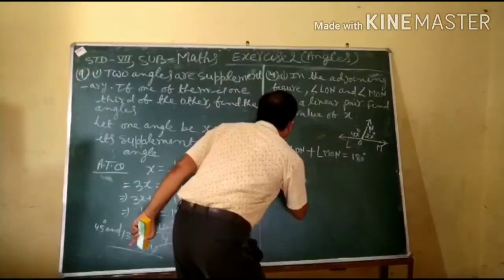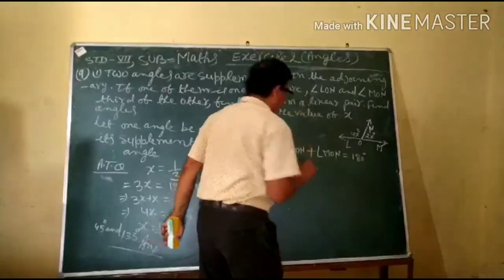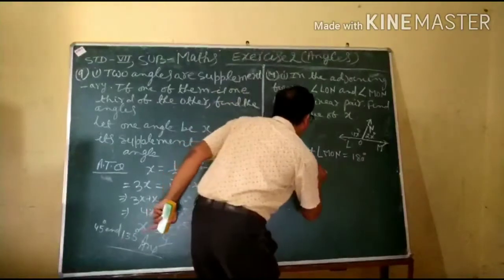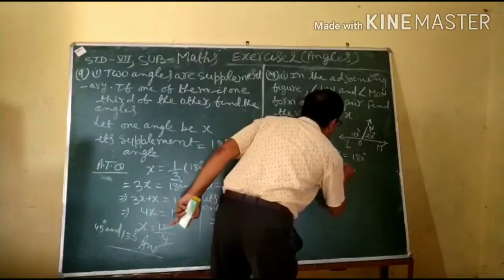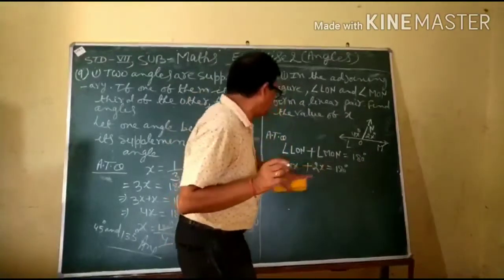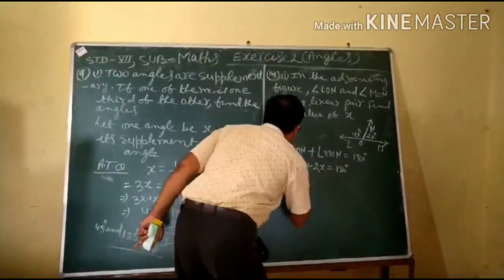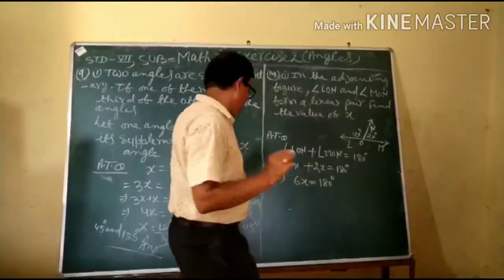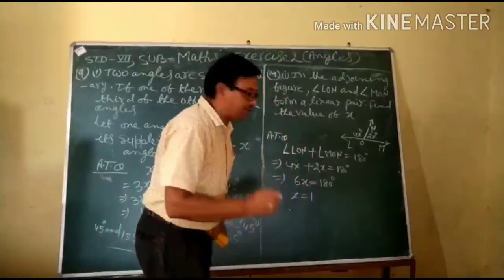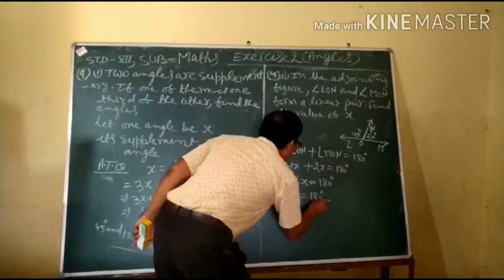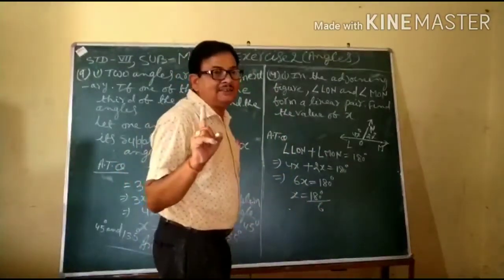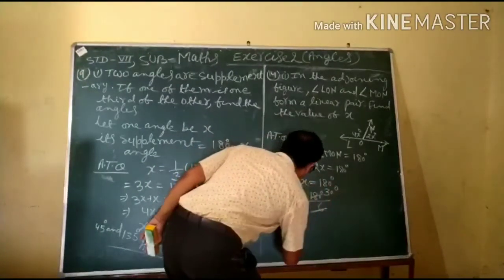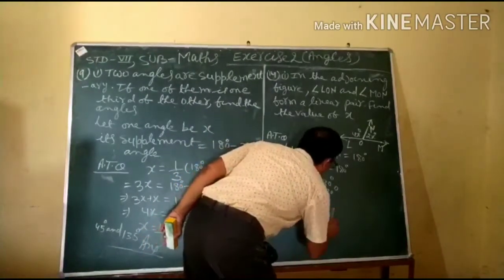And the value of angle LON is 4x degree. So you will write 4x plus angle MON, what is the value? 2x. So you will write 2x is equal to 180 degree. Now 4x plus 2x is equal to 6x. 6x is equal to 180 degree. Now x is equal to 180 degree divided by 6. If you divide 180 degree by 6, it will come 30 degree. So x is equal to 30 degree is your answer.